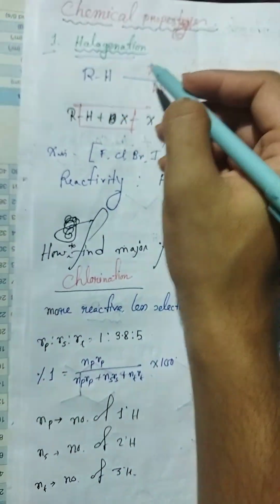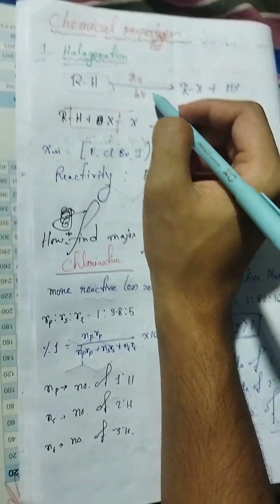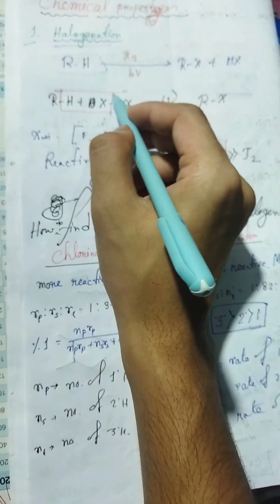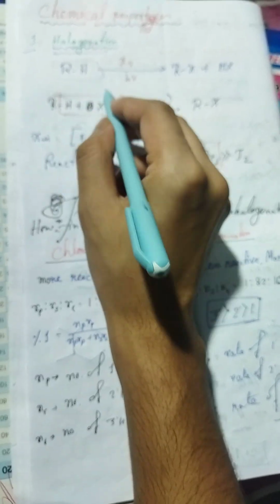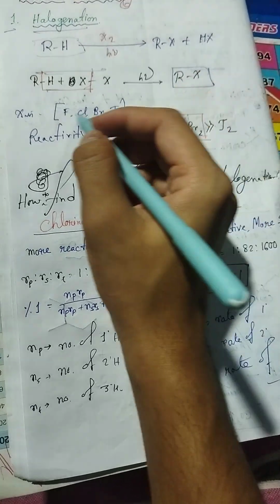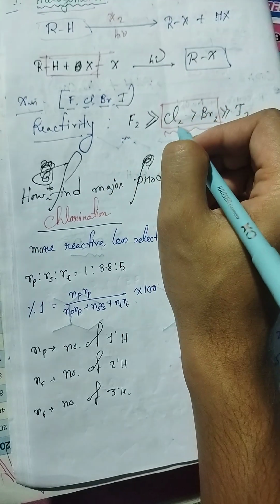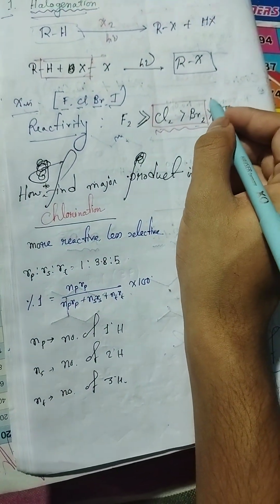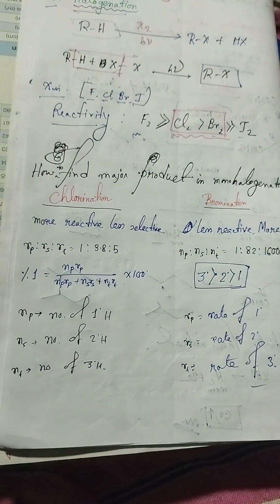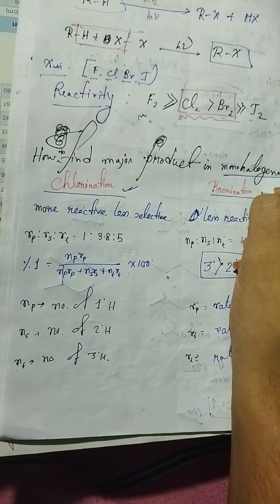First is halogenation. Alkane reacts with X2 and forms alkyl halide and HX. The mechanism is HX is removed and the alkyl halide is produced. X can be fluorine, chlorine, bromine, iodine, but the reactivity of fluorine is much more than chlorine, bromine, iodine, but in this reaction chlorine and bromine must be used. How to find the major product is monohalogenation for chlorination and for bromination.